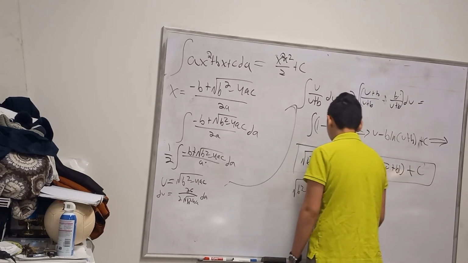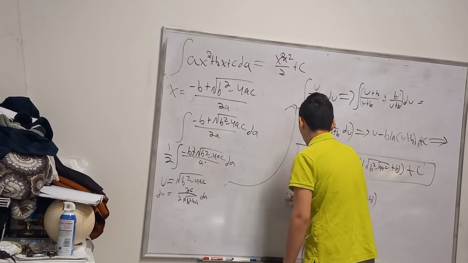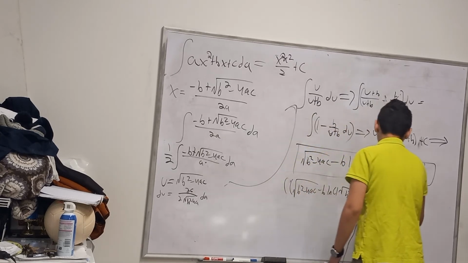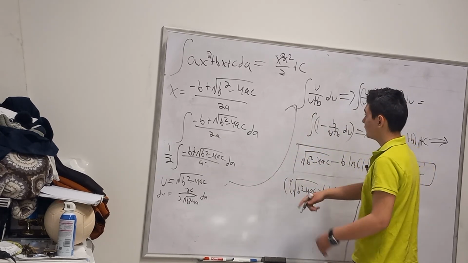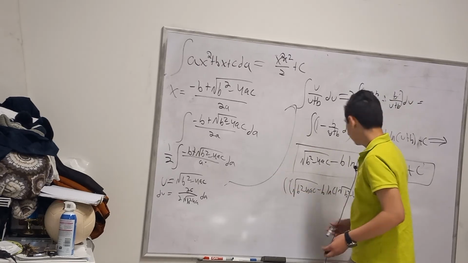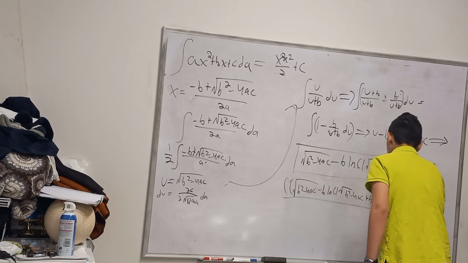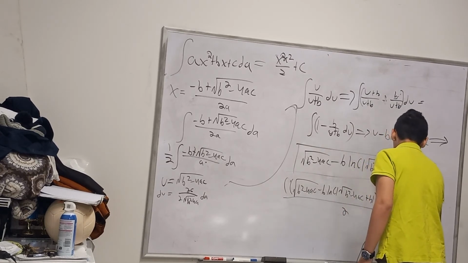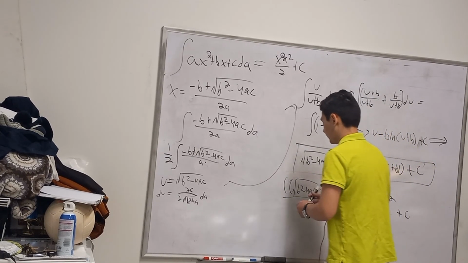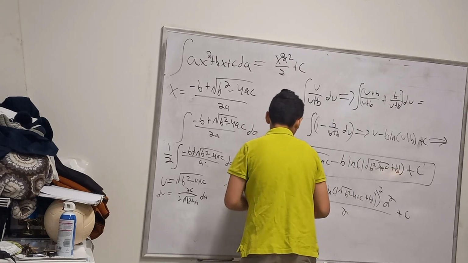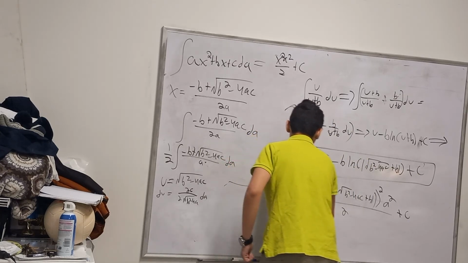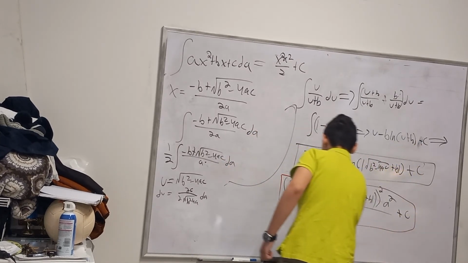Okay, there we go. And then I don't feel like simplifying it, so I'm just going to make it squared. Easier. And then times a squared, all that divided by 2 plus c. And there we go. That is our final integral for ax squared plus bx plus c. Okay?